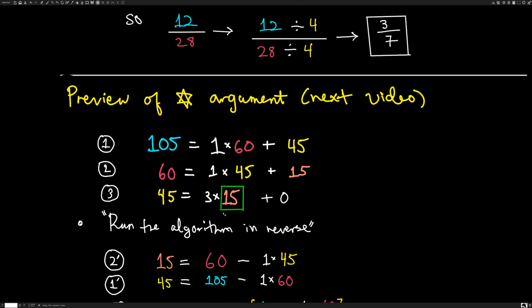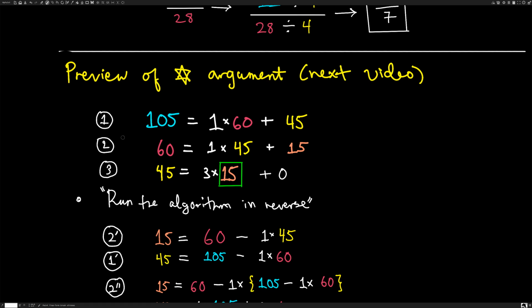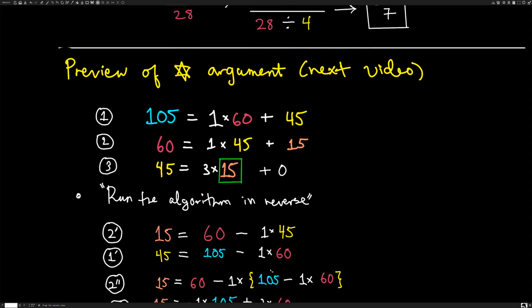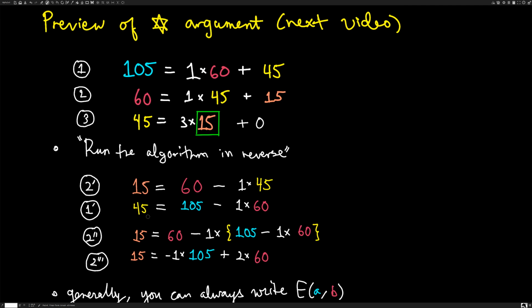What we can do is run this algorithm in reverse. So we rewrite the second equation. These were equations 1, 2, and 3. So 2 prime, we rewrite 2. We get 15 is equal to 60 minus 1 times 45. And if we rewrite 1 prime, we get 45 is equal to 105 minus 1 times 60. So 2 double prime, we rewrite equation 2 by substituting the right-hand side of equation 1 prime.